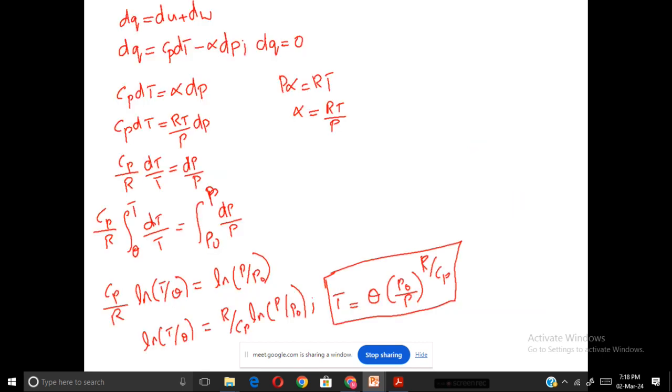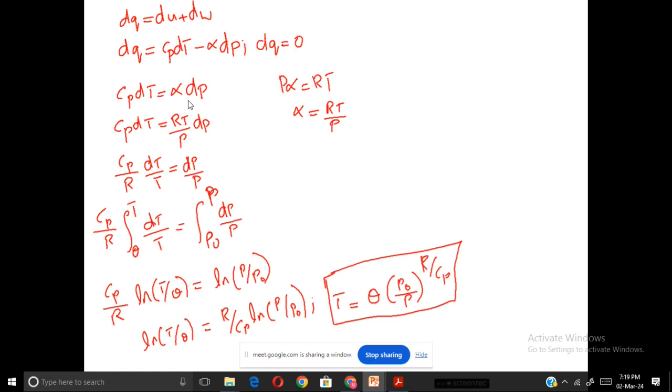This is how the potential temperature equation was derived, starting from the first law of thermodynamics in terms of the specific heat at constant pressure: Cp dT minus alpha dP. We are considering adiabatic conditions. All atmospheric motions are considered to be happening under adiabatic conditions, adiabatic in the sense that no heat is added or removed from the system. So dq, the change in heat, will be 0.